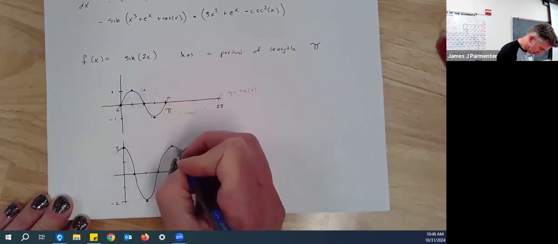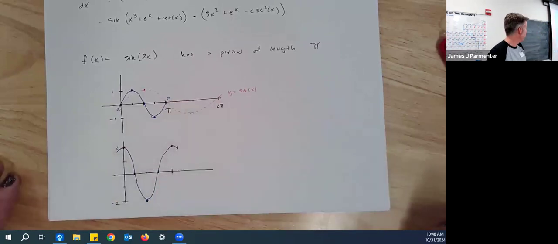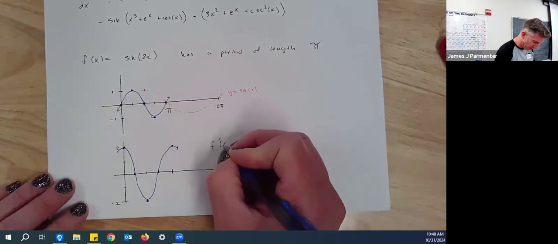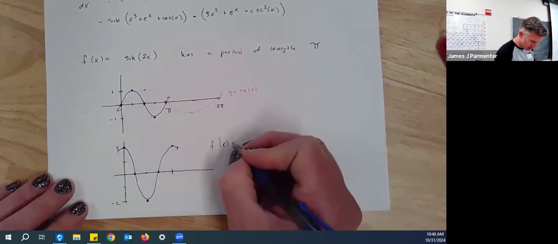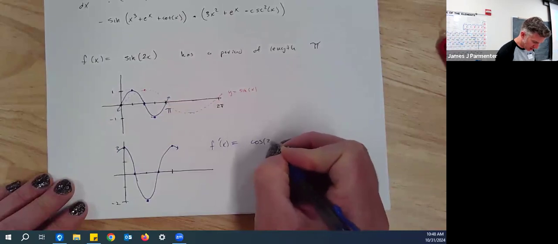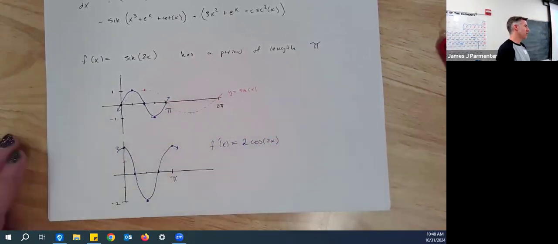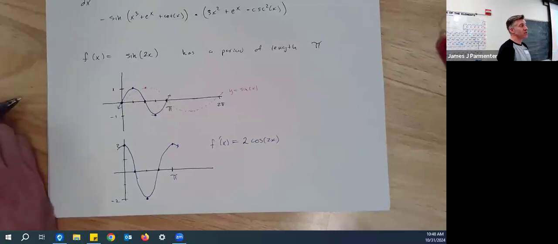Or in other words, I increased the amplitude by a factor of 2. So it looks like this graph here, which is the graph of the derivative, isn't just cosine of 2x, which has a period of pi, but 2 times cosine of 2x, which totally tracks with using the chain rule.